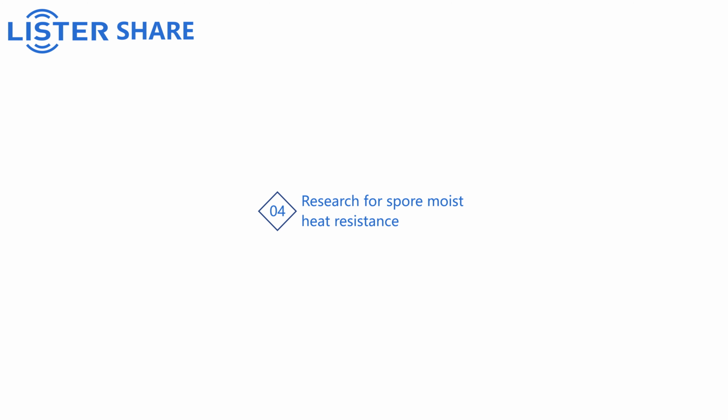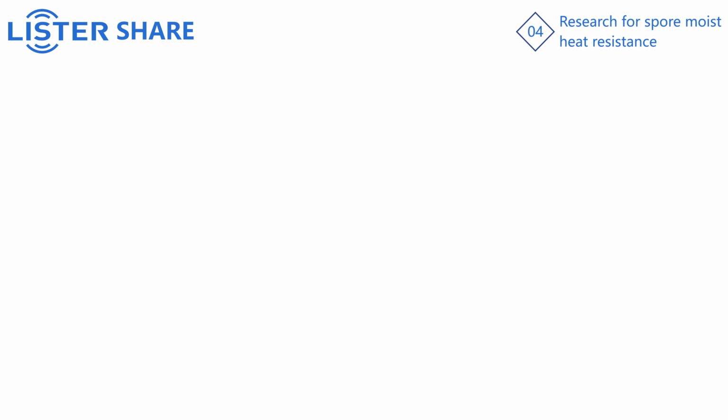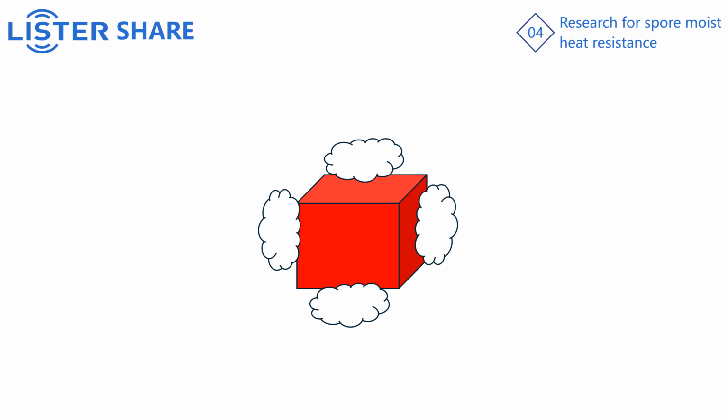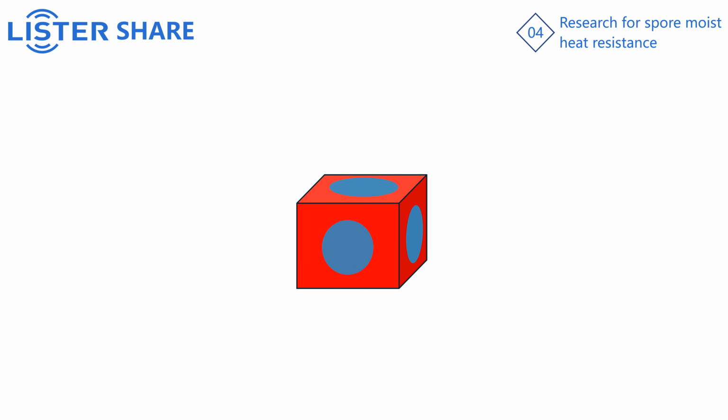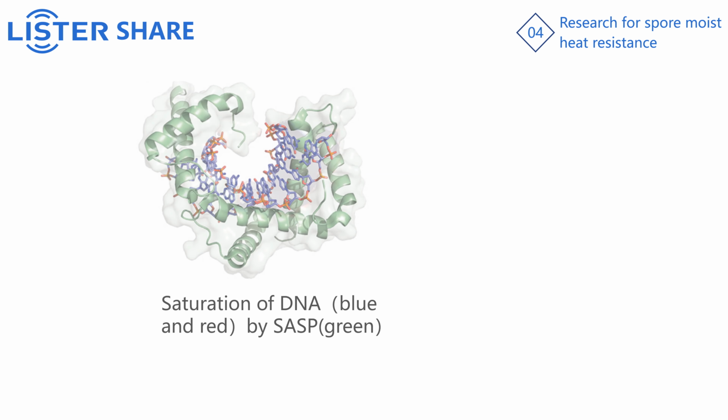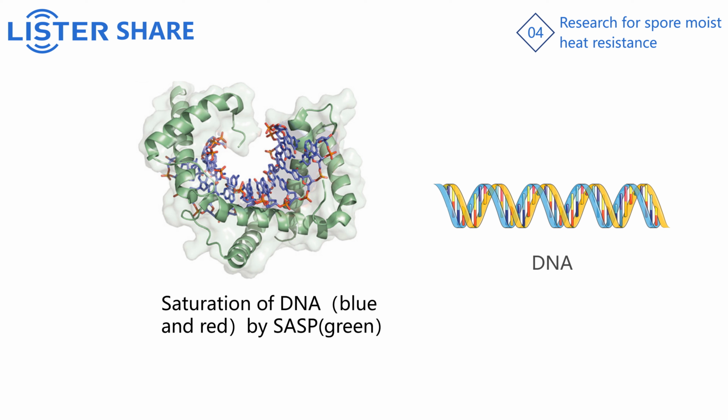There have been numerous studies on the resistance of spores to moist heat. Let's take a look together. In the process of moist heat sterilization, steam encounters the sterilized object, condenses, converts from a gaseous state to a liquid state, and releases enormous heat to kill microorganisms. When resisting moist heat, alpha/beta type small molecule acid-soluble spore protein, SASP, saturates DNA and provides strong protection for spore DNA, to the extent that spores die from other effects of moist heat before any DNA damage occurs.